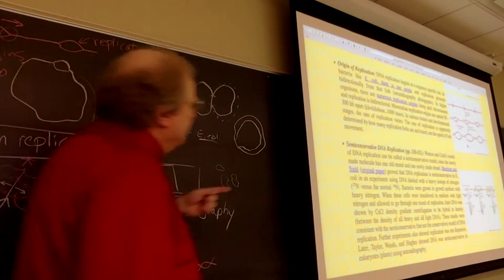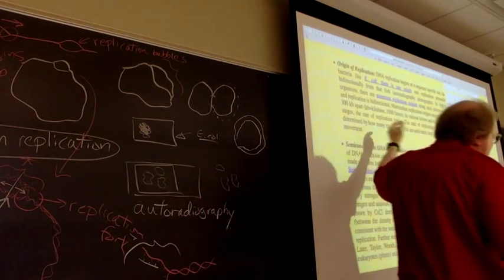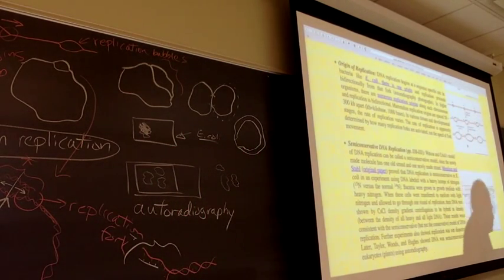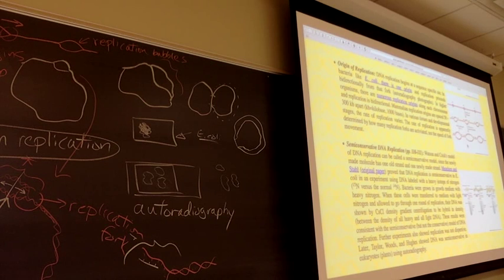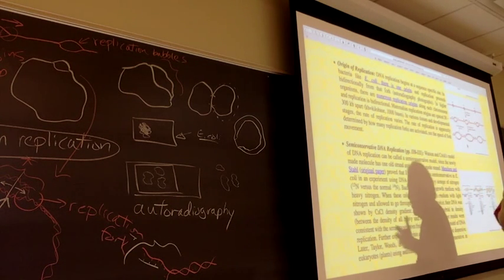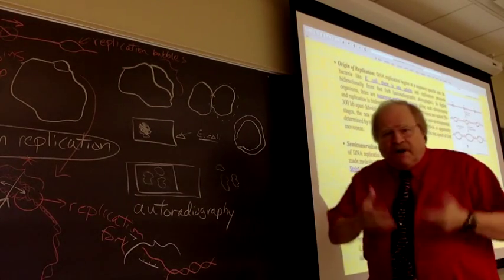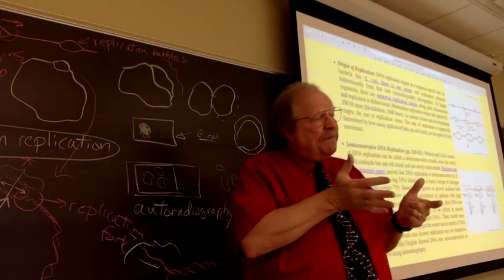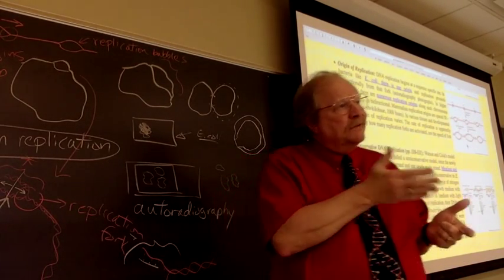There's an interesting experiment that was done. This one is not actually talked about in your book, but I remember being a graduate student when this experiment was done and thinking that was a neat little experiment. Someone asked the question, how does a cell replicate fast sometimes and slow other times? In the same organism, you can have cell division happening very rapidly, or very slowly.